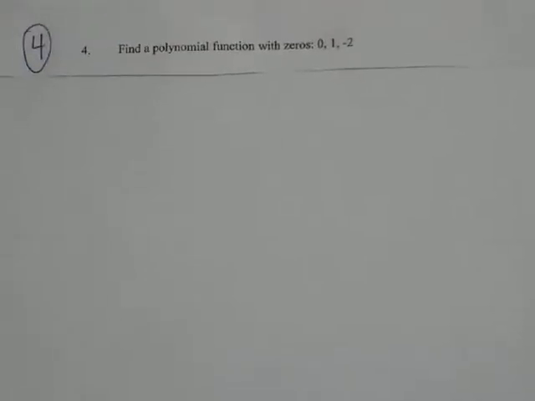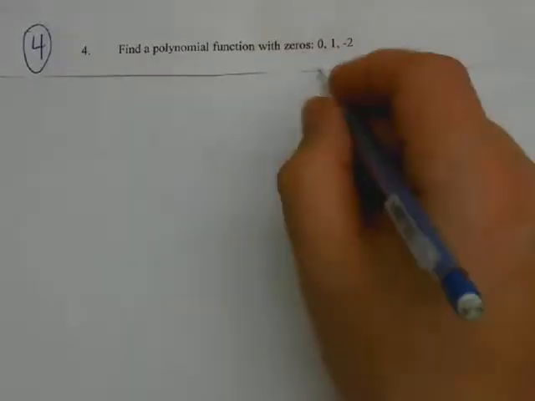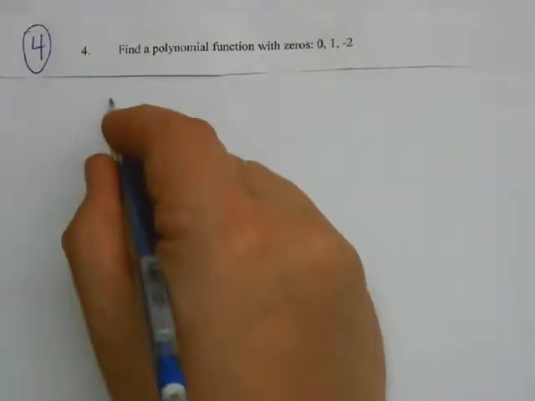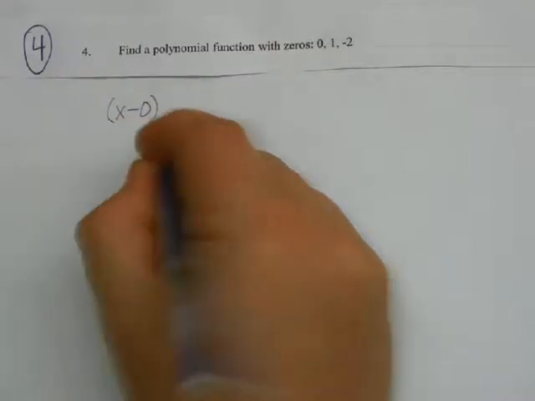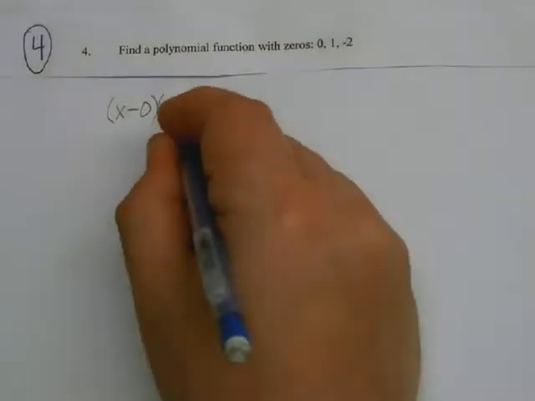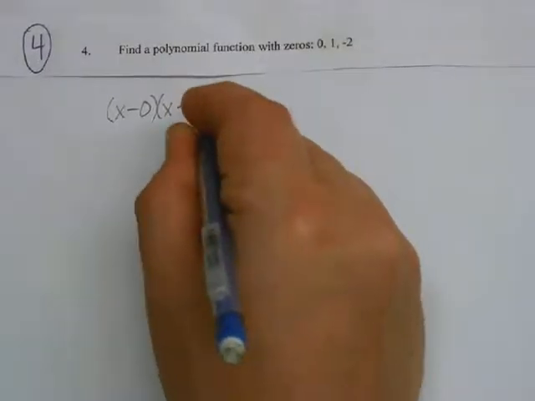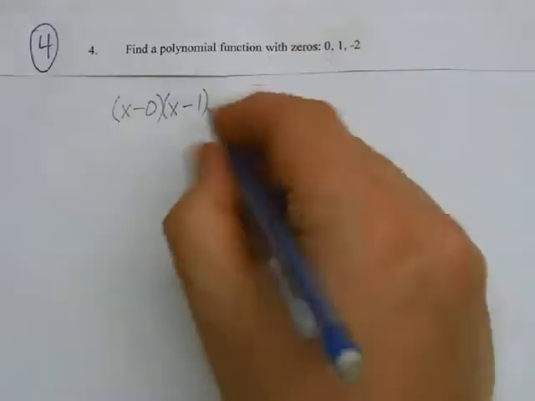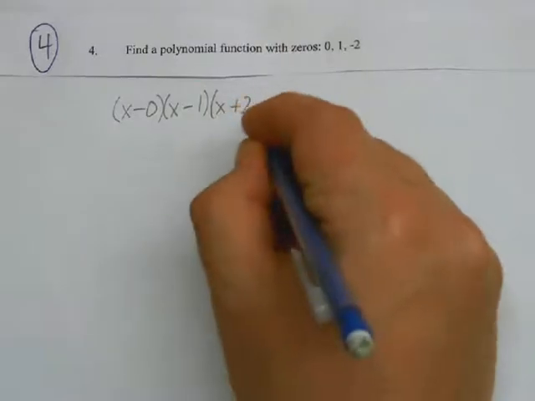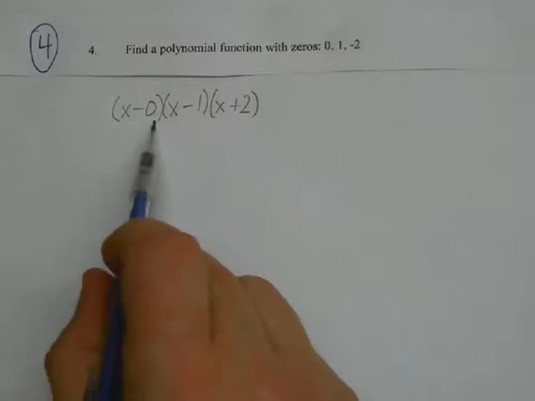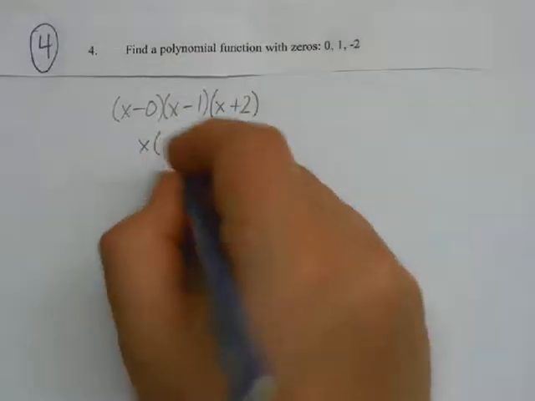Okay, number 4, we're going to find a polynomial with zeros 0, 0, 1, and negative 2. If 0 is a zero, then x minus 0 would be a factor. If 1 is a zero, then x minus 1 would be a factor. If negative 2 is a zero, then x plus 2 is a factor. Now, normally I would not write x minus 0 here. Instead, I would just simply write x.